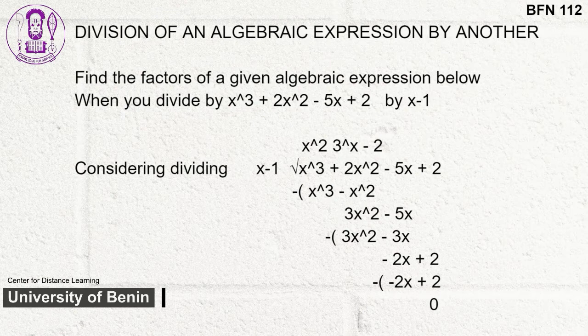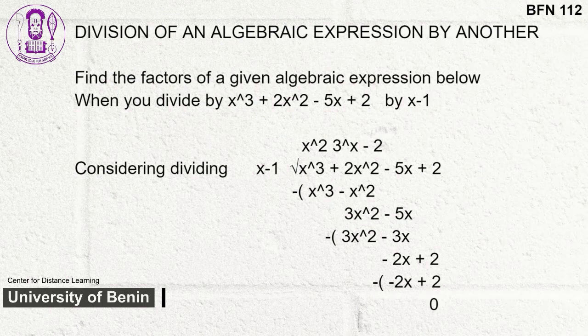Dividing 3x squared by x equals 3x, bring 3x up. 3x times x minus 1 equals 3x squared minus 3x. Positive 3x squared cancels negative 3x squared, equals 0. Minus 5x minus negative 3x equals minus 2x, left with minus 2x plus 2. Dividing minus 2x by x equals minus 2, bring minus 2 up. Minus 2 times x minus 1 equals minus 2x plus 2. Negative 2x cancels positive 2x, equals 0. Positive 2 minus positive 2 equals 0.